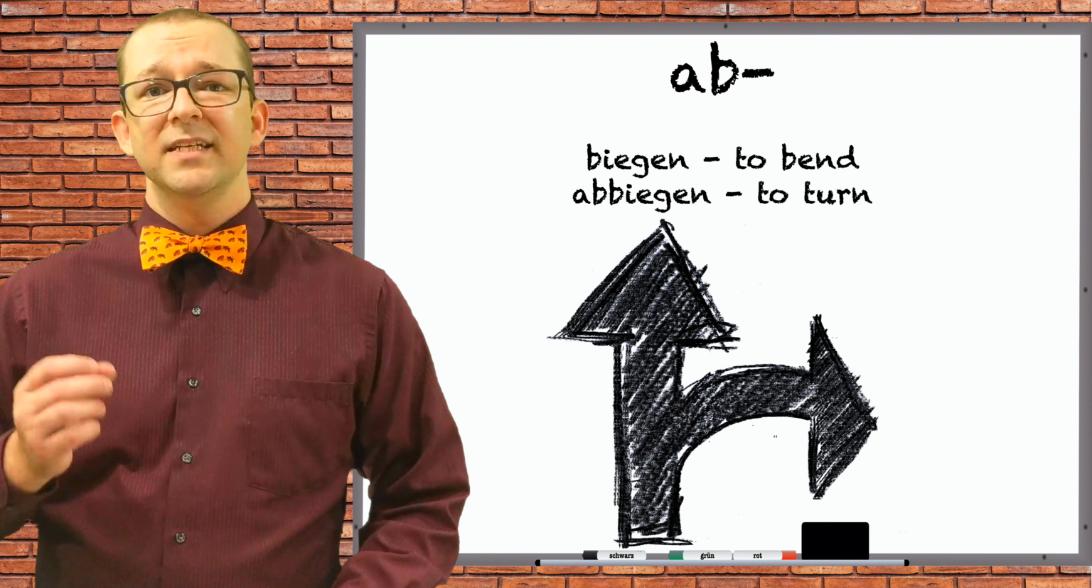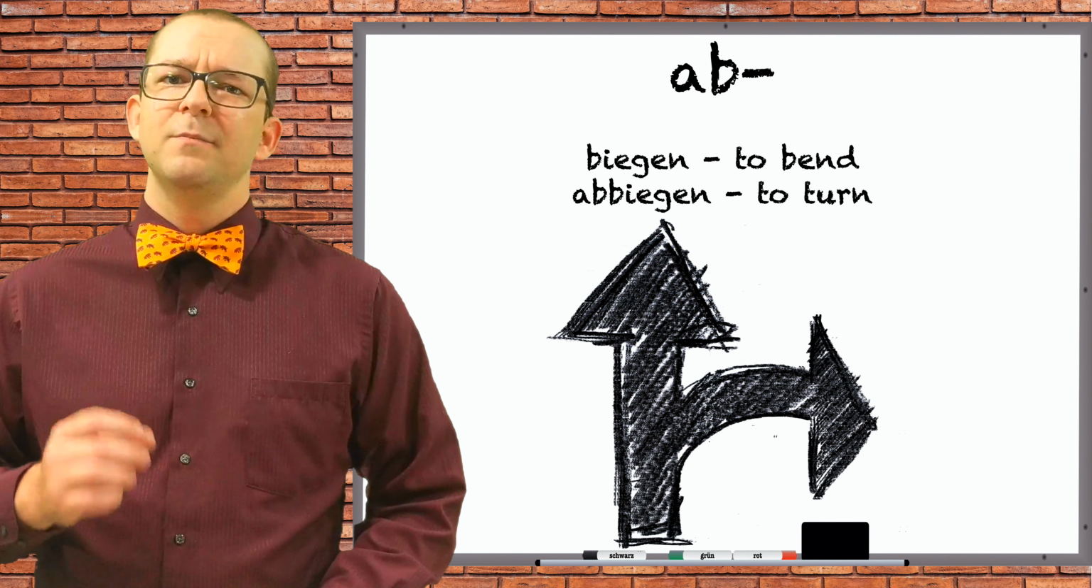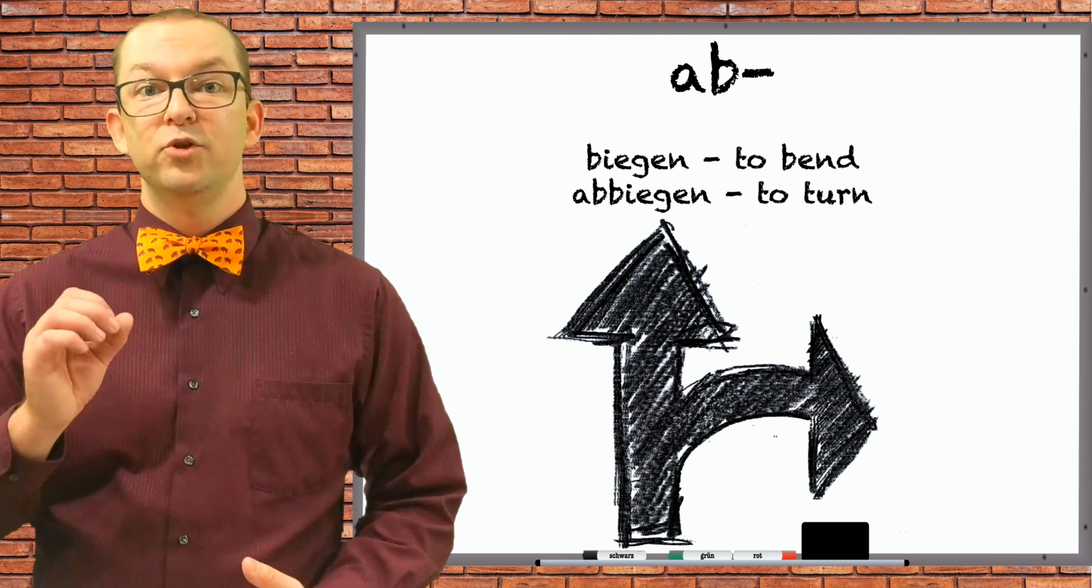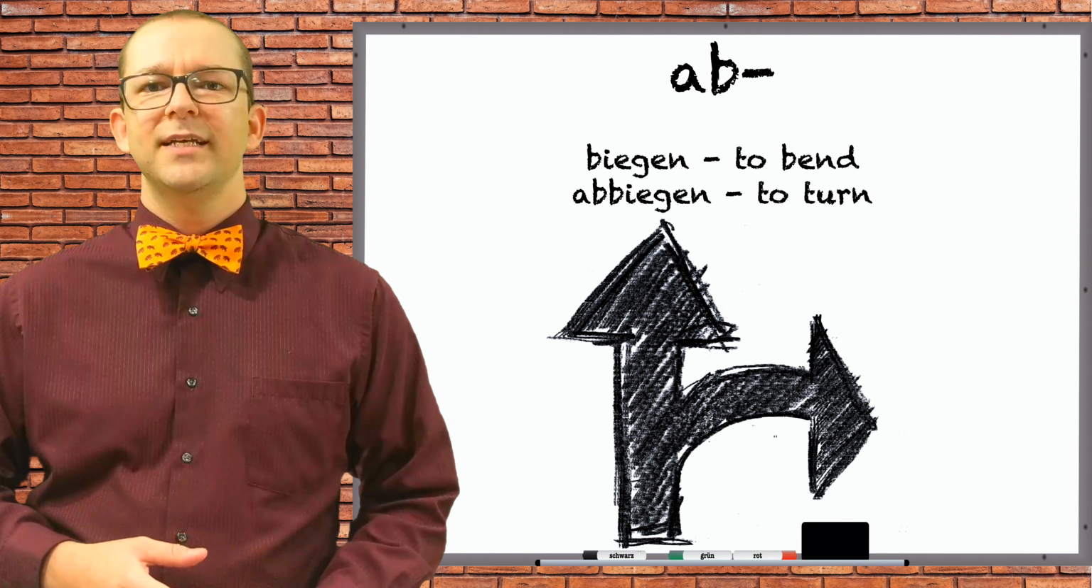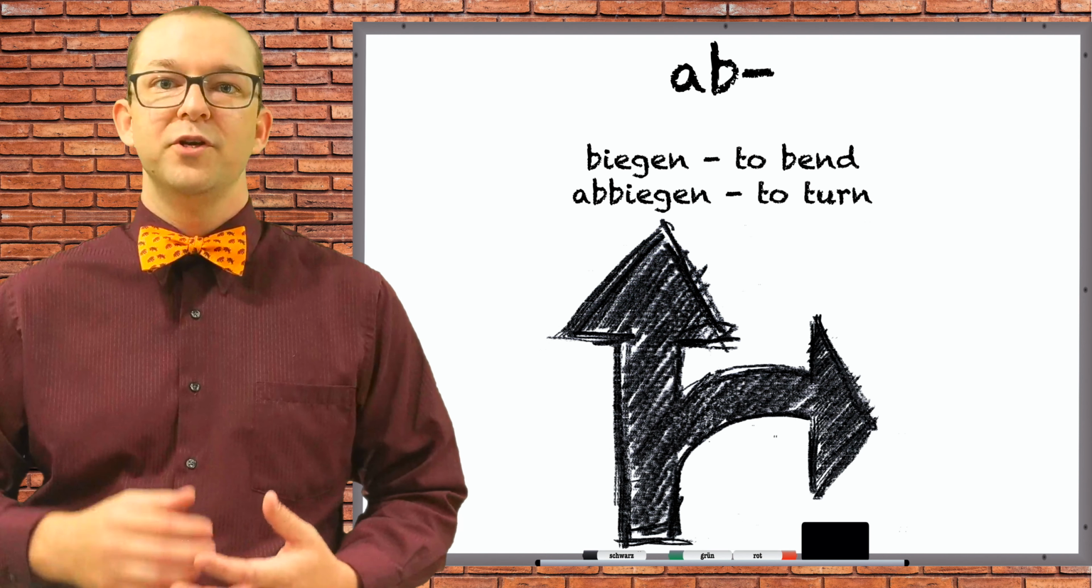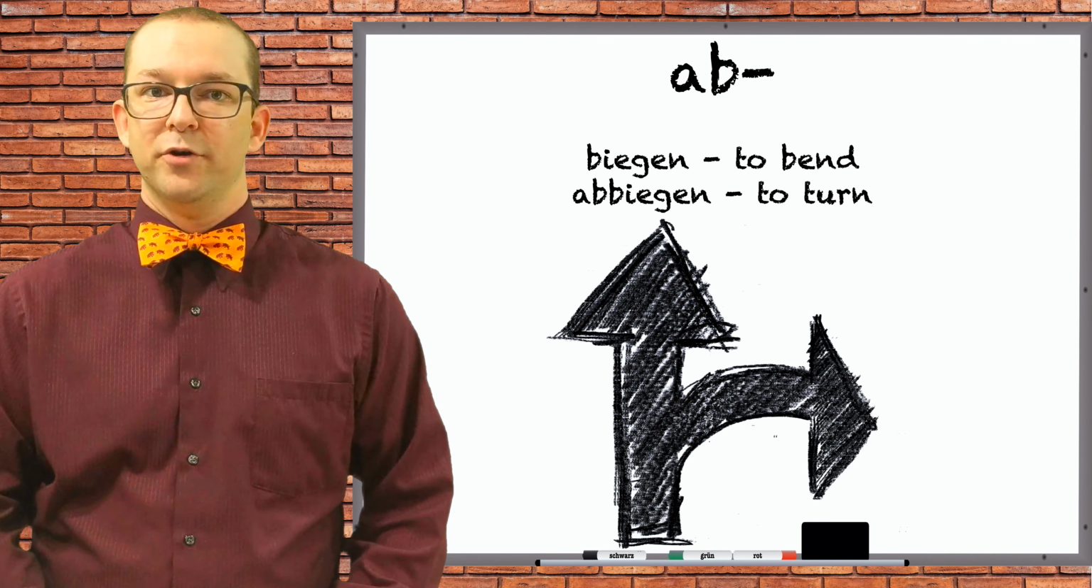The verb biegen is a fun one visually. Normally it means to bend. Add the prefix ab and it acts more like the English verb to turn. If you think of it literally, it's like saying that you are bending off. You're bending yourself off of the road, or you're bending your path away from the road.